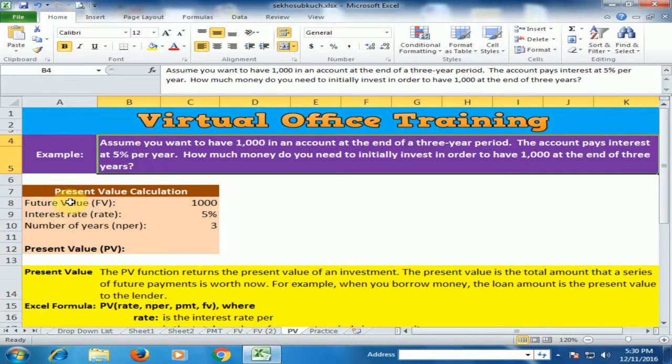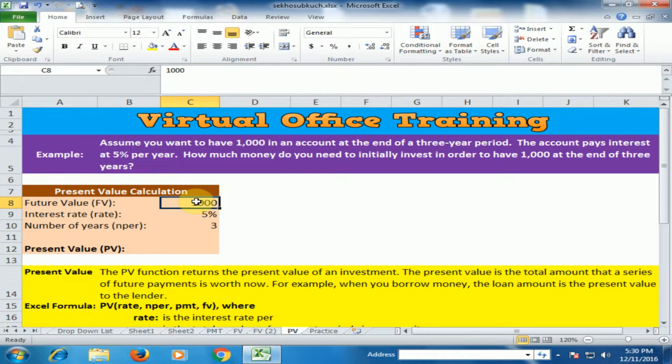Future value, here, is 1000, and interest rate is 5%. And number of years, NPER, is 3 years. And I will calculate the present value of this amount. What I invest today, then after 3 years, I will be able to get this amount.